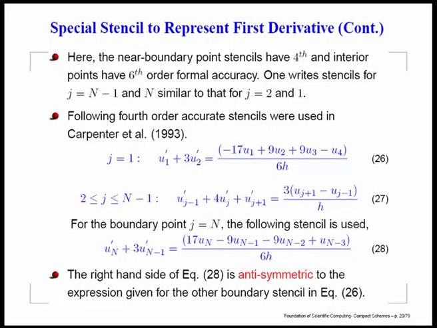You can see they can be applied all the way up to 2 to n minus 1. You need to only close the system by having a scheme for j equal to 1 and j equal to n. Okay. So these two are written here, and what I said about how to write out the antisymmetric scheme, 28 is just the antisymmetry of 26 on the right hand side, that you can see.